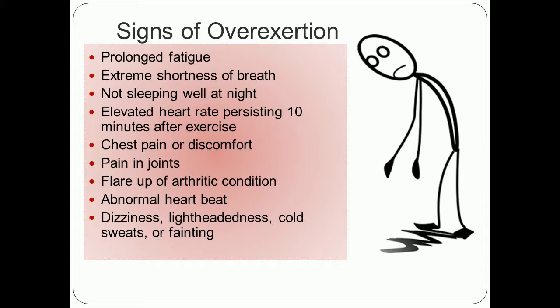Signs of overexertion: prolonged fatigue, extreme shortness of breath, not sleeping well at night, elevated heart rate persisting 10 minutes after exercise, chest pain or discomfort, pain in joints, flare-up of arthritic condition, abnormal heartbeat, dizziness, lightheadedness, cold sweats, or fainting. If you experience signs of overexertion, lower your intensity of exercise until you are able to tolerate the higher intensity. Gradually increase time until you are able to tolerate 45 minutes. Then increase speed, resistance, or incline on the treadmill as tolerated.